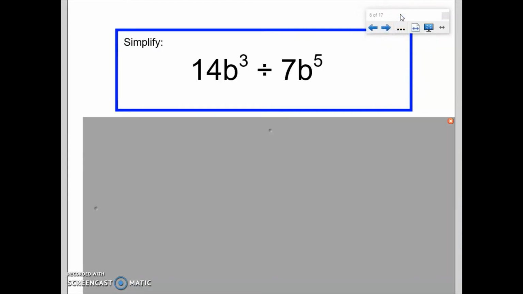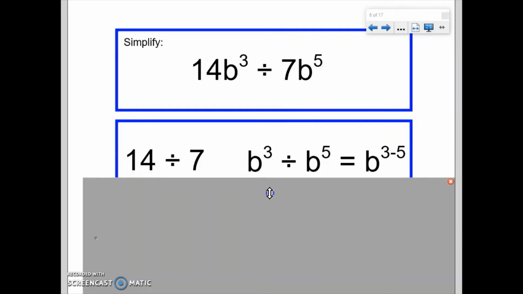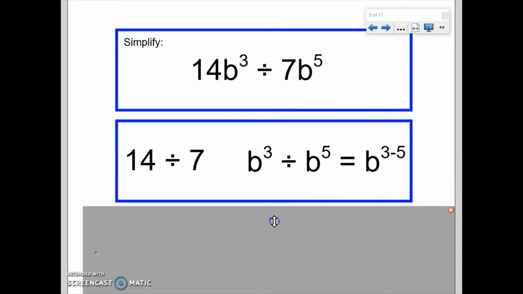Again, could you briefly pause the video and have a go at this question? Welcome back. The two calculations you should have been carrying out here are a division with the numbers, 14 divided by 7, which is going to give me 2. b to the power of 3 divided by b to the power of 5. So the calculation I'm doing is 3 take away 5.